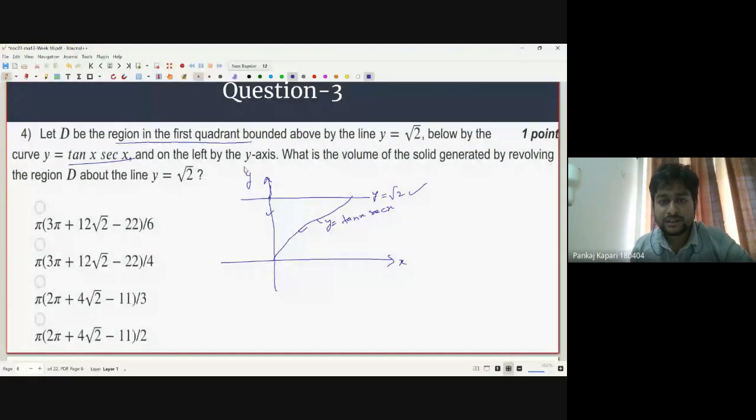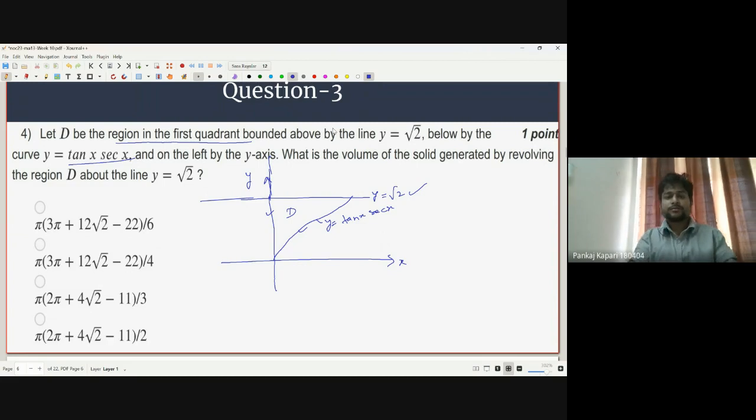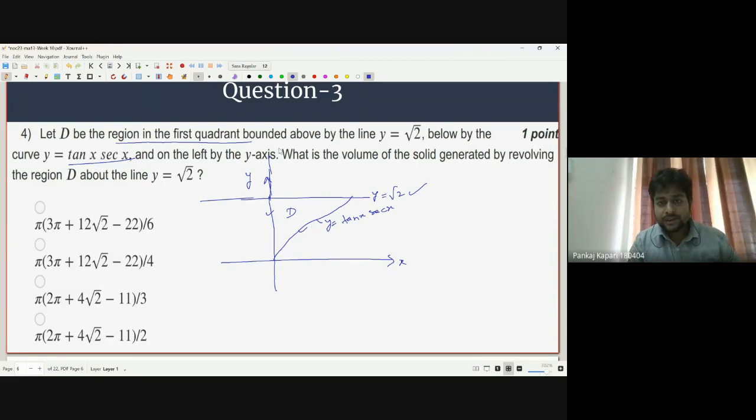And this is our region D, and then you are rotating it now. So you can see that now we are rotating it about a different axis, right? Initially we were rotating about y axis. Now we have to rotate it about y equal to root 2, this line. Okay, so our axis, the line of rotation, is y equal to root 2. So in that case, the solid which you get, it looks like something. So it will be symmetric about this line. This is only a rough picture.